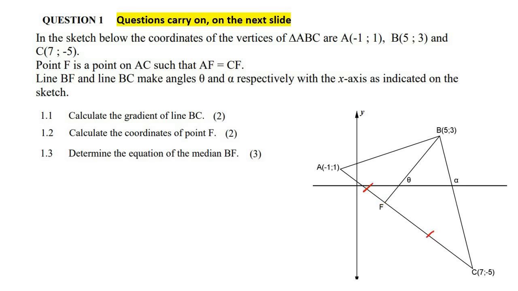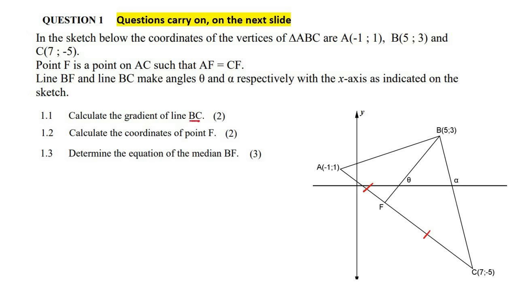They carry on to say that lines BF and BC make angles of theta and alpha respectively. So we can see that this line makes an angle theta and this line makes an angle alpha with the axes as indicated. Excellent. So everything they said here we have seen on the diagram. First question, for 2 marks.